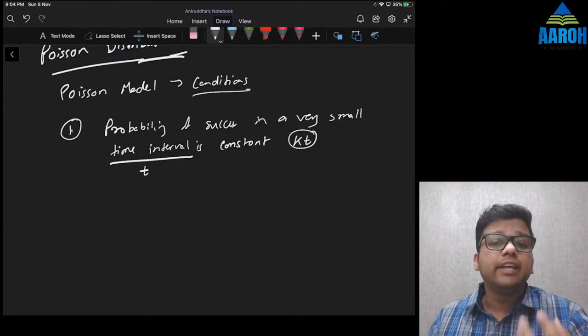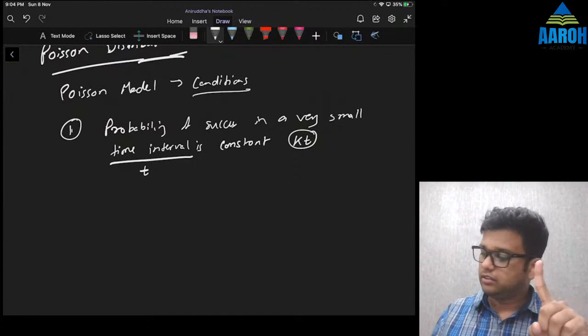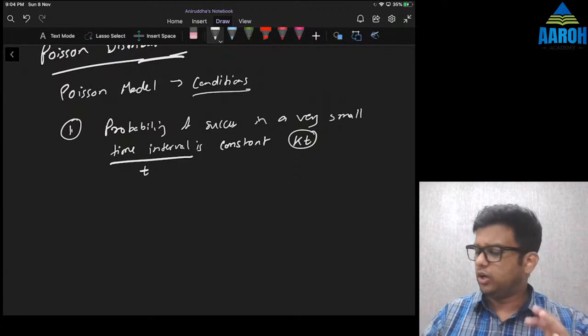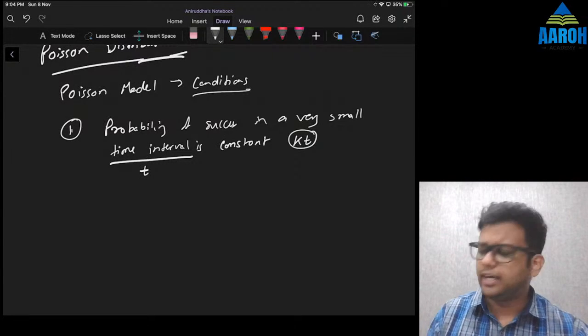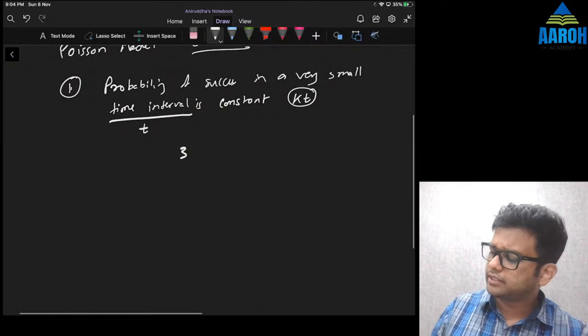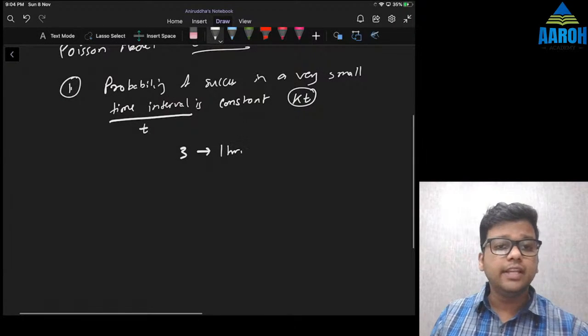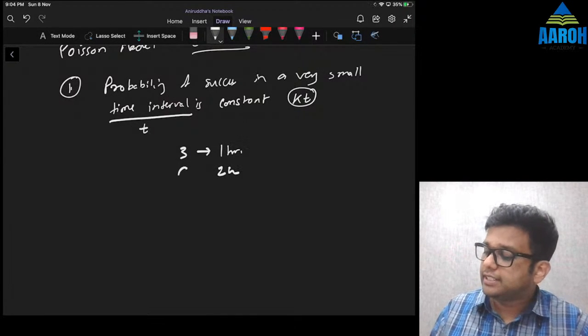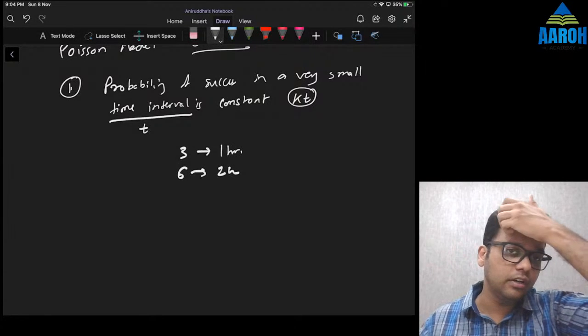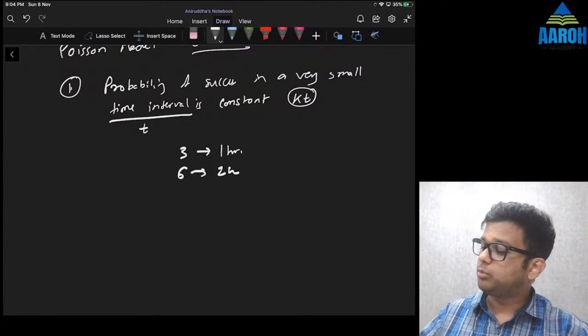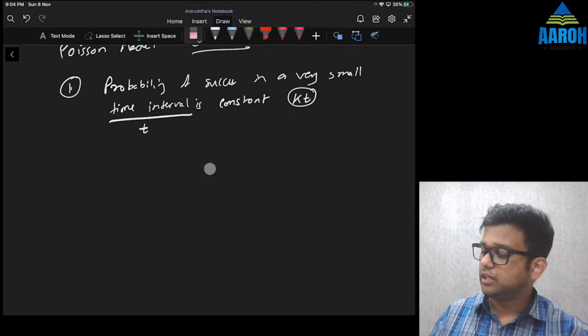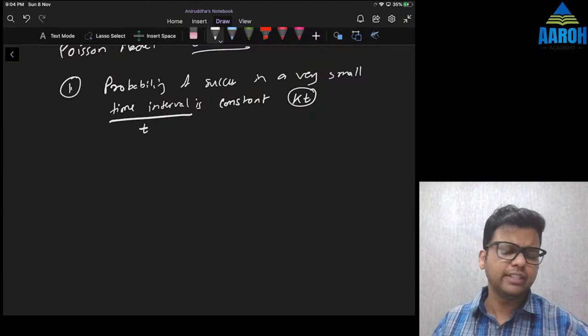For example, if in 1 hour the probability of success is fixed, or we know that it is very small, and maybe on an average we get 3 successes in 1 hour, then in 2 hours we must get 6 successes. That is the condition which should be present so that we can apply the Poisson model. We'll see what this is, and so on, but before that let's understand this process.